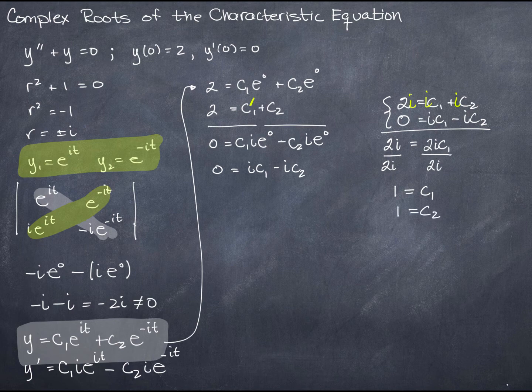That information lets me know that my particular solution is y equals c1, which I now know to be 1, times e to the it plus c2, which is also 1, e to the negative it. So the solution to this differential equation with these initial conditions is this equation right here. y equals e to the it plus e to the negative it. Okay, well that's interesting, but there's more to it than that.